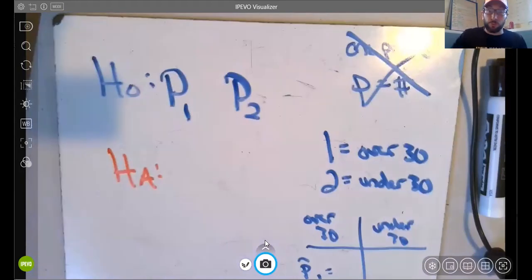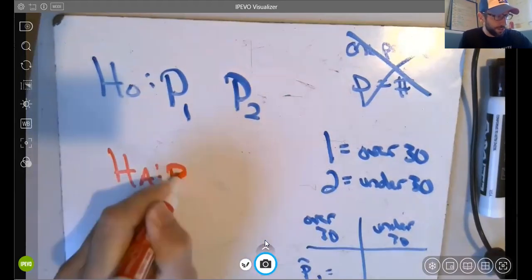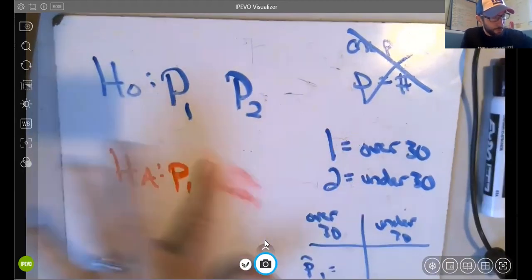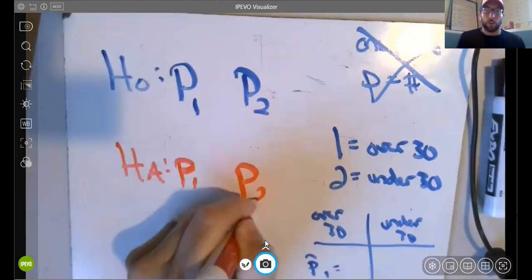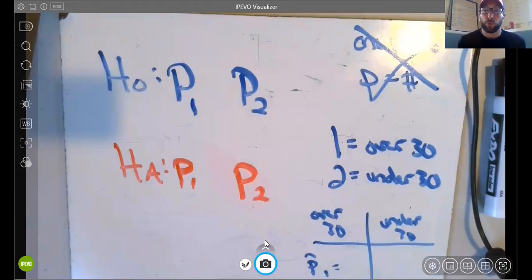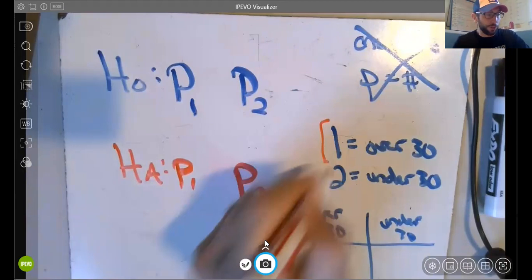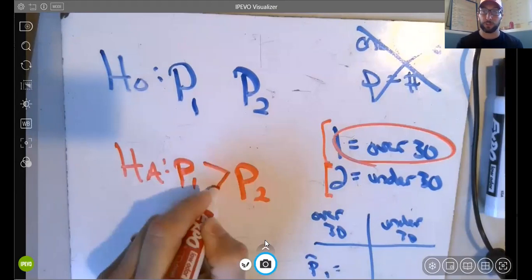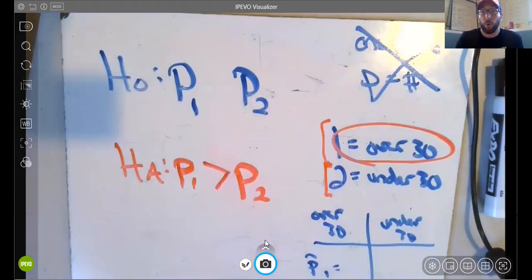Let's jump to the alternative. We know the alternative hypothesis is based on the question. There are a couple ways we can write these. Personally, I like the first option I'm going to use. We want to know if there's evidence that the snoring rate for people over 30 is greater than the snoring rate for people under 30, or is the percent of people over 30 who snore greater than the percent of people under 30 who snore. So if group 1 is over 30 and group 2 is under 30, we want to know: is the percent for group 1 greater than the percent of people in group 2, the under 30 group, who snore? That's one way we can write our alternative.